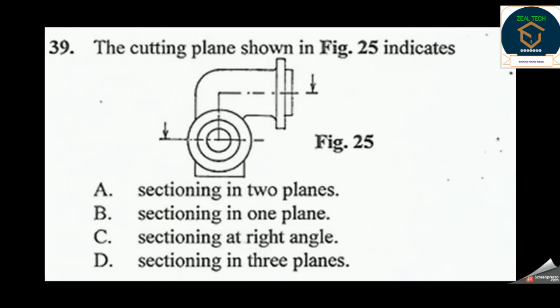Question 39, the cutting plane shown in figure 25 indicates. Alright, the grammar here is too much, but the correct answer is A. Yes, sectioning in 2 planes. Why? One section comes down here, and that's 1 plane, and then it goes up, that's the 2nd plane. 1 and 2, there are 2 planes that are affected by the cutting plane. The 1st plane is the horizontal one, the 2nd one is the vertical one. The other one is the same thing, just that they are in different locations. The correct answer is simply A.